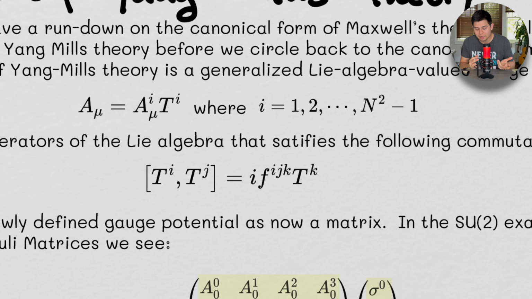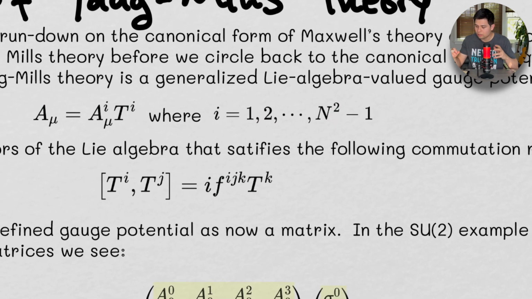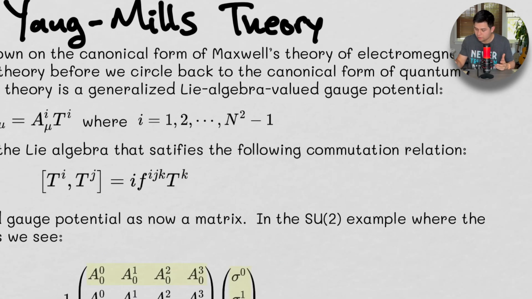In the SU(3) case, T_i will be the Gell-Mann matrices. The index i is going to run through 1, 2, all the way to n squared minus 1. So if we're talking about SU(3), then we put 3 in here: 9 minus 1 is 8. There are 8 generators, 8 Gell-Mann matrices, if you will. We're not going to go into the matrices; that'll be a separate video.